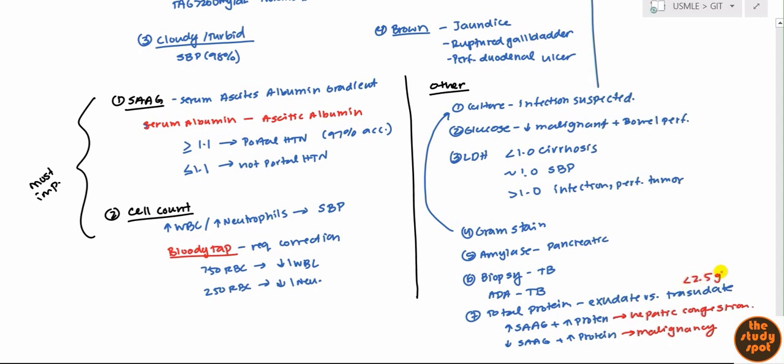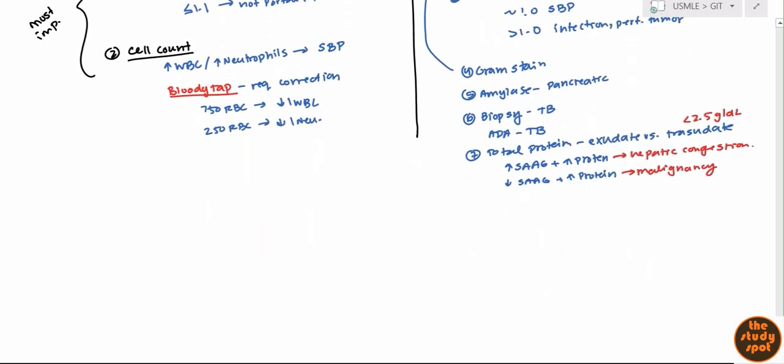And real quick, what classifies a transudate? When the protein is less than 2.5 grams per deciliter, and then obviously an exudate is when the protein count is greater than 2.5 grams per deciliter. So those are the investigations you'd want to do. Now we can just move on to the treatment.